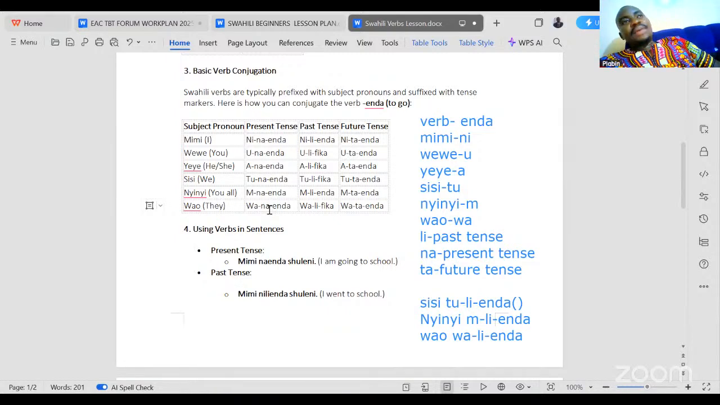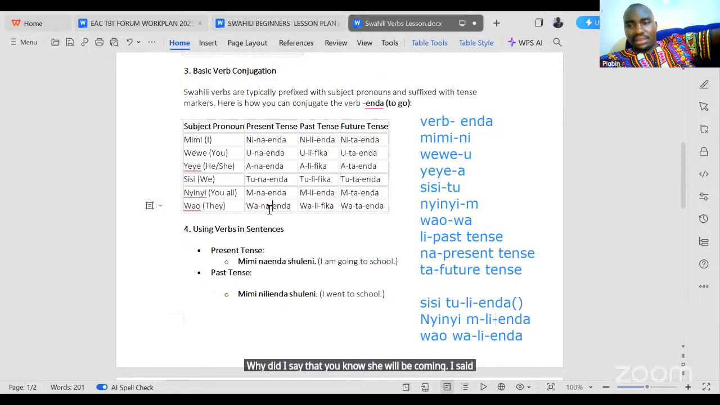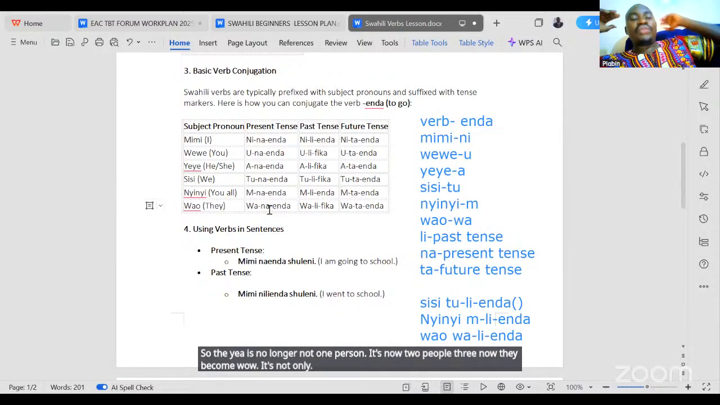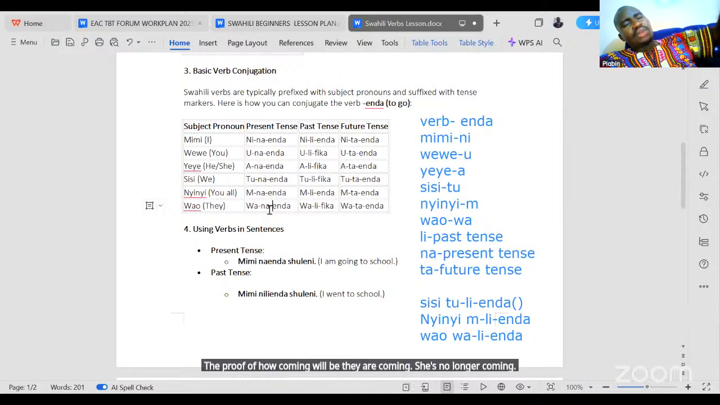Now the third person who was not here, for example, I was telling my sister she will be coming. Now it's not only her coming. Now they are coming, her and maybe her friend. Now we never say she will be coming; I will say they will be coming. So the yeye is no longer one person. It's now two people, three. Now they become wao. It's no longer yeye. It's wao. That's the plural of yeye. The plural of her coming will be they are coming. She's no longer coming alone. It's herself and somebody else. Now they become they. Are we clear then?